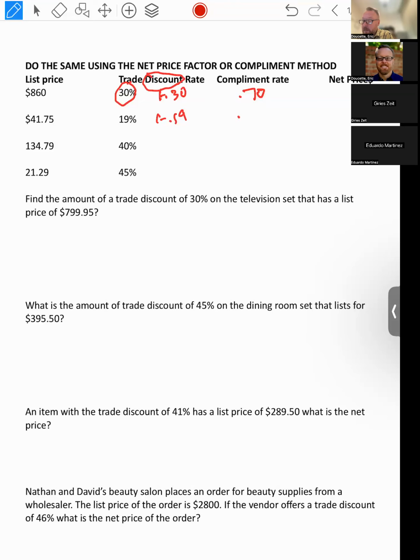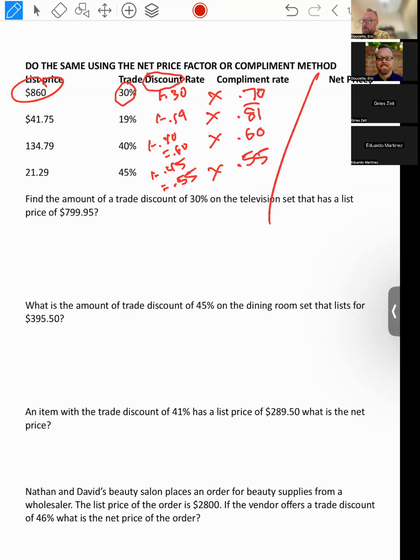discount, that means I'm going to be paying 81% of the original amount, right? If I'm given a 40% discount rate, 1 minus 0.40 equals 0.60. So I'm going to be paying 60% of the original amount because I'm given a 40% discount. If I'm given a 45% discount, which I just saw, I'm going to be paying 55% of the original amount. So all I would need to do now is multiply the original amount by the complement rate. That'll tell me what my net price is.